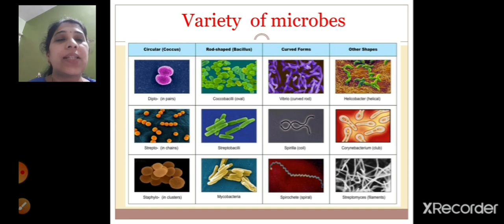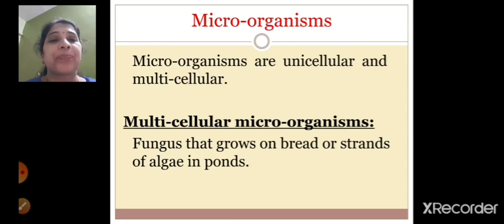So here you can see there is a picture which shows a variety of microbes. There are different microbes which are circular in shape, rod shaped, curve form, as well as other shapes of microbes, right? Now we'll see first about the observation and the measurement of microorganisms.